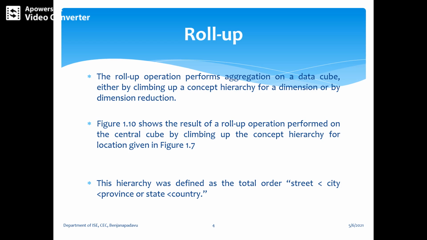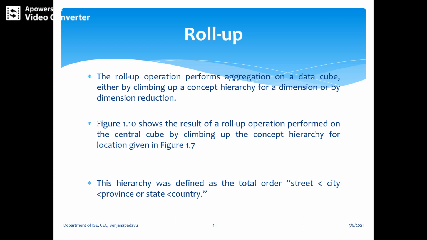We define it like this: the hierarchy is defined as a total order of street less than city, less than province or state, less than country. When you apply the roll-up operation shown, it aggregates the data by ascending the location hierarchy from the level of city to the level of country. In other words, rather than grouping the data by city, the resulting cube groups the data by country.